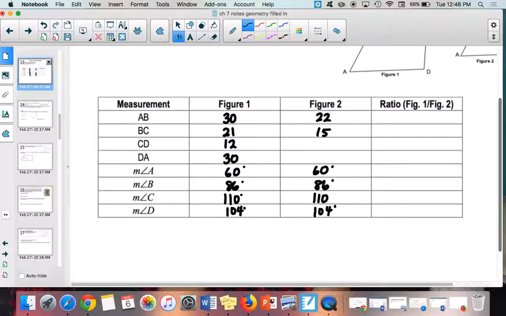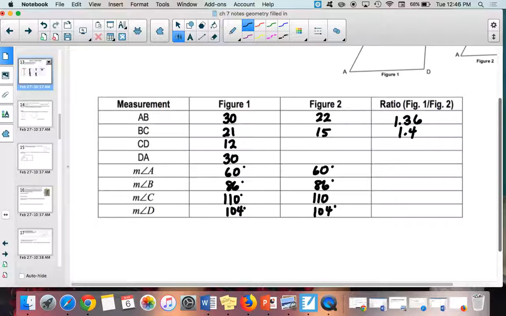All right, so the ratio for our angles is just kind of like 1 to 1, right? But our side lengths do have a ratio. So if you do like 30 to 22, like I said, it's not going to be precise, but if I do a decimal, I'd have 1.36. If I do 21 divided by 15, 1.4. 12 divided by something equals 1.4.